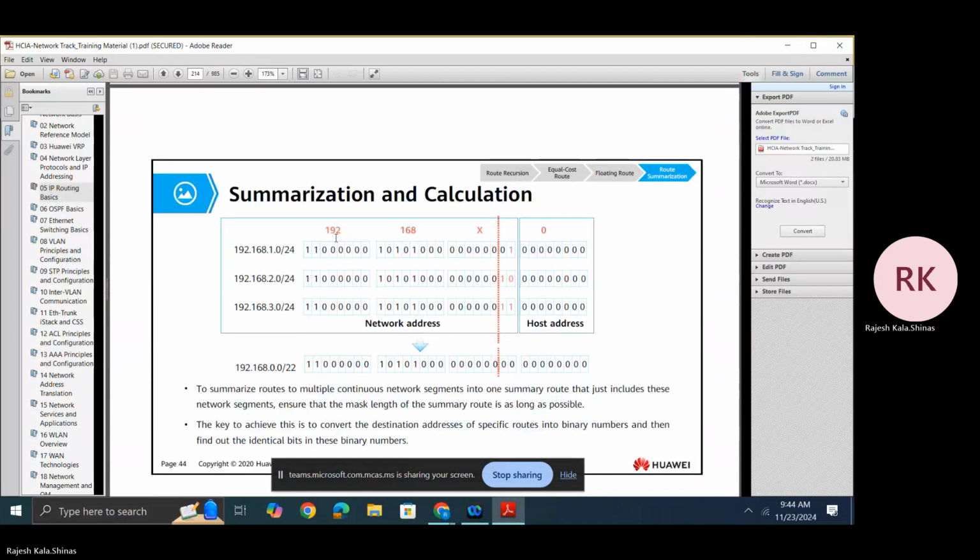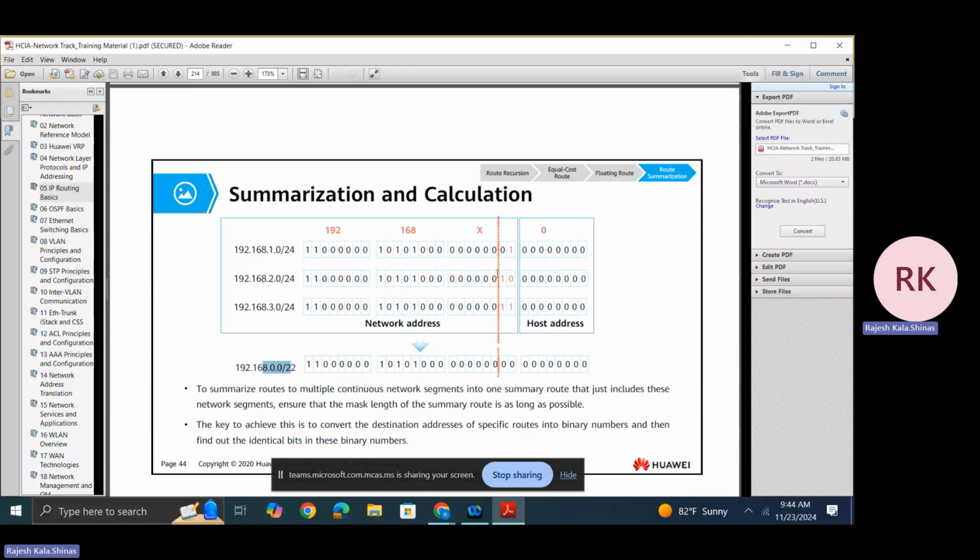Okay, see, I want to summarize 192.168.1.0/24, 2.0/24, 3.0/24. How do I summarize these into a single network? Write the binary of all the networks. Now see how many bits are common. 192, all have 192 in common. 168, all have 168 in common. Now 1, 2, 3: here 1 means binary for this one, 2 means binary for this one, 3 means binary for this one.